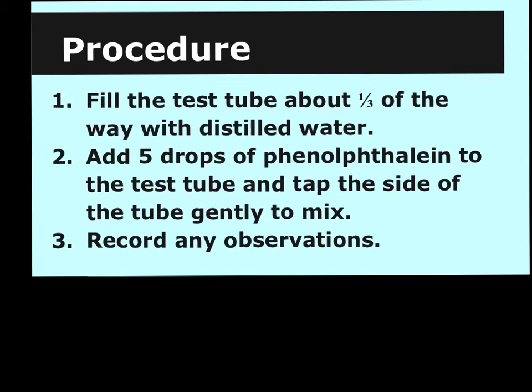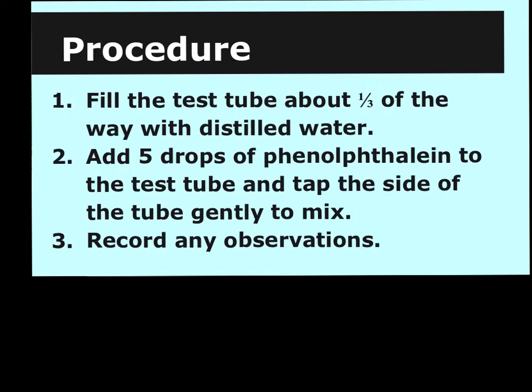All right. In the procedure, you're going to first of all put some of the distilled water in a test tube. Then you're going to add 5 drops of phenolphthalein, and you're going to make sure that it's mixed with the water. And you do that by tapping the side of the test tube with your fingertip very gently. And you're going to record any observations. So what do you see?